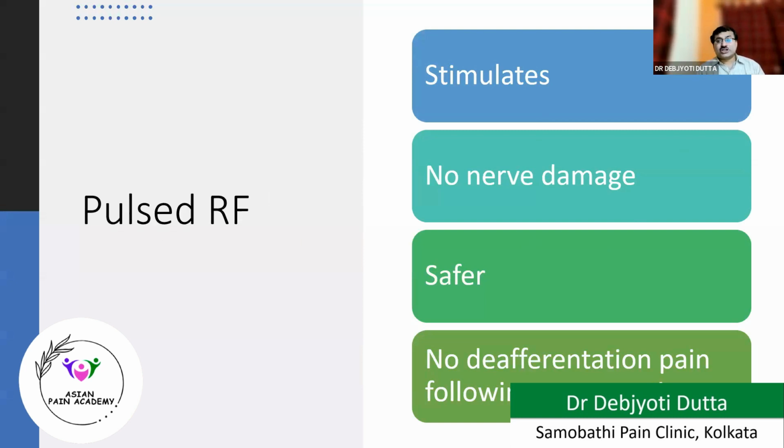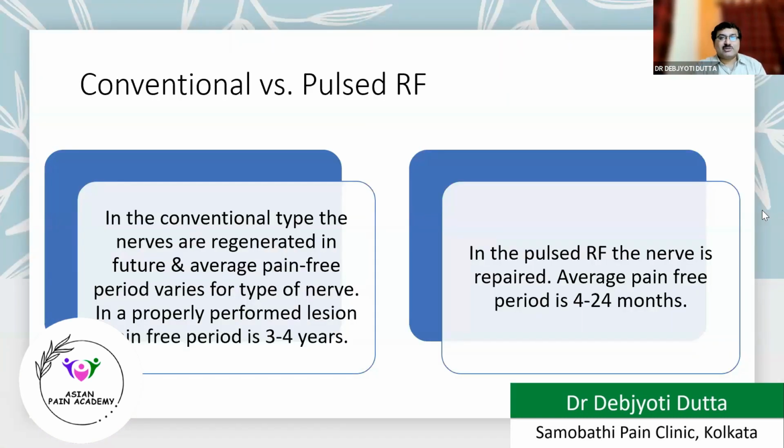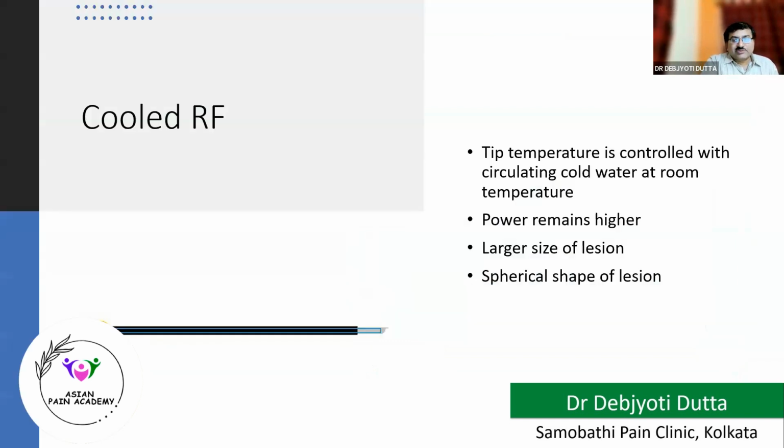It is neuromodulation, not nerve degeneration or nerve ablation. So, conventional versus pulse. In conventional RF, nerves are degenerated in future. An average pain-free period is usually 1 to 5 years. Sometimes it can range between 3 to 4 years as well. In pulsed radio frequency, the nerve is repaired or modulated. An average pain-free period is 4 to 25 months, so 24 months. So in pulsed radio frequency, the duration is less.